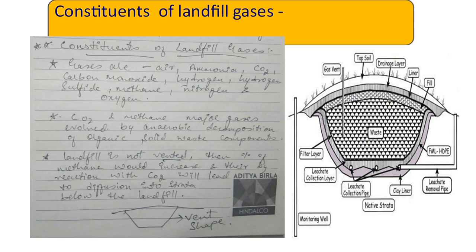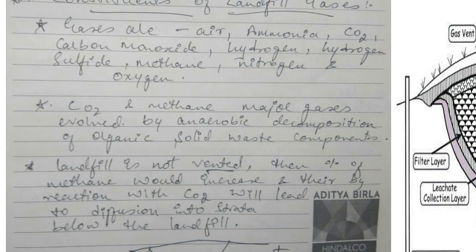Okay, fine, so let's now study the constituents of landfill gases. Here is what we are going to discuss. The gases evolved after decomposition are mainly ammonia, carbon dioxide, carbon monoxide, hydrogen, hydrogen sulfide, methane, nitrogen, and oxygen. Depending upon the waste present and its decomposition, the gases would be liberated. In the case of organic waste, we will always get methane and carbon dioxide or carbon monoxide gases, right?